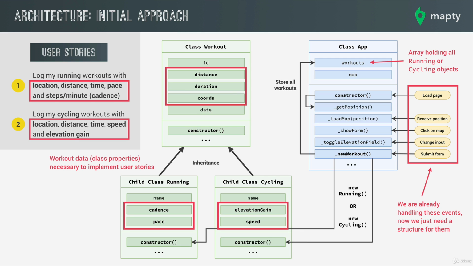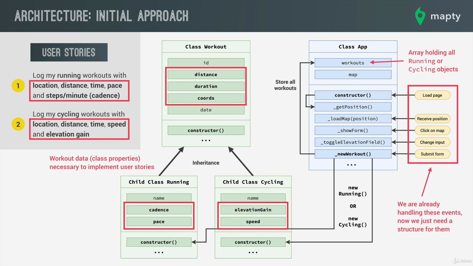Then as we receive that position, we want to load the map based on that position. And so therefore, we're going to have a method called loadMap. Then as we click on the map, we want a method called showForm. Then as we change the input, we want a method called toggleElevationField. And then, and probably the most important one, is the event of submitting the form. And this newWorkout method will basically be the heart of this entire class, because this is the one that will create new running objects or new cycling objects. And of course, these objects will be built based on the data that's coming in from the form.